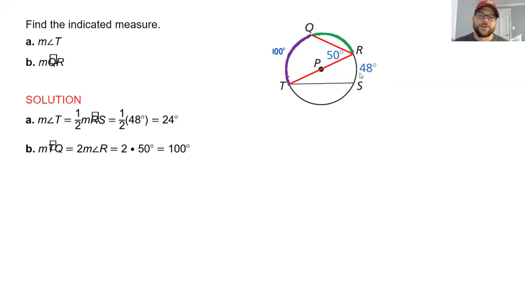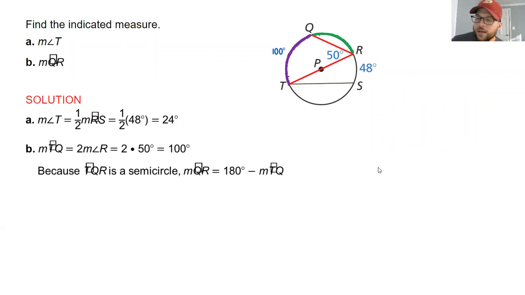So we're given that the purple arc is 100. We're given that this arc right here is 48. We need to find the green arc up above. Because TQR, or this TR, is a diameter, notice that it's going through the center, this is a semicircle. So the purple and the green have to add up to 180 degrees. You subtract 100 from 180, and you get a measure of 80 degrees for your arc QR.